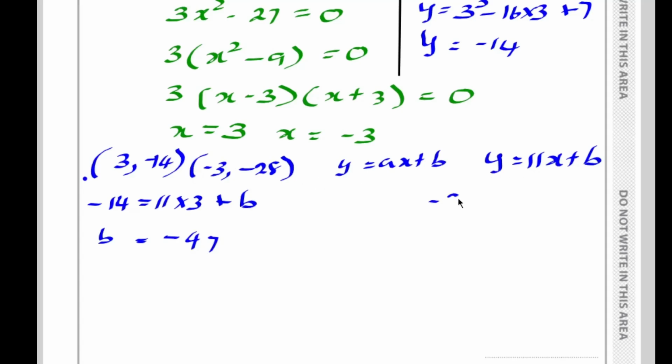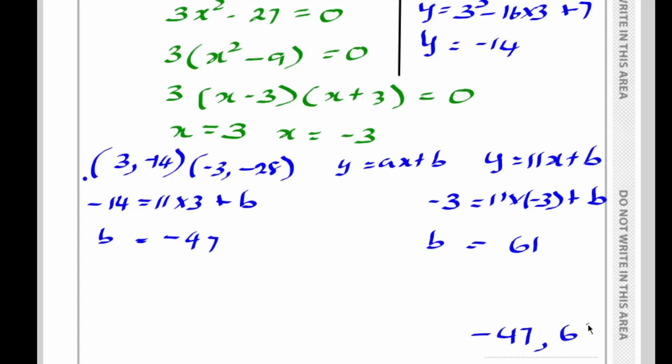Now I'm going to substitute the other coordinate into this one. Then 28 equals 11 into minus 3 plus b. Here b equals 61. Then we are getting the answers as minus 47, 61.